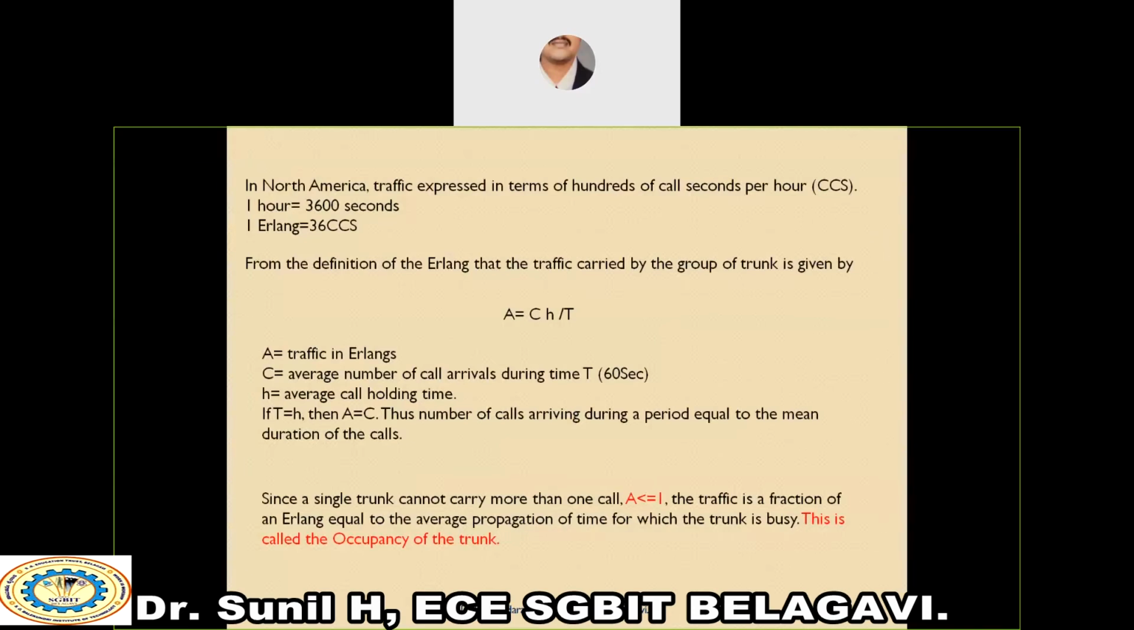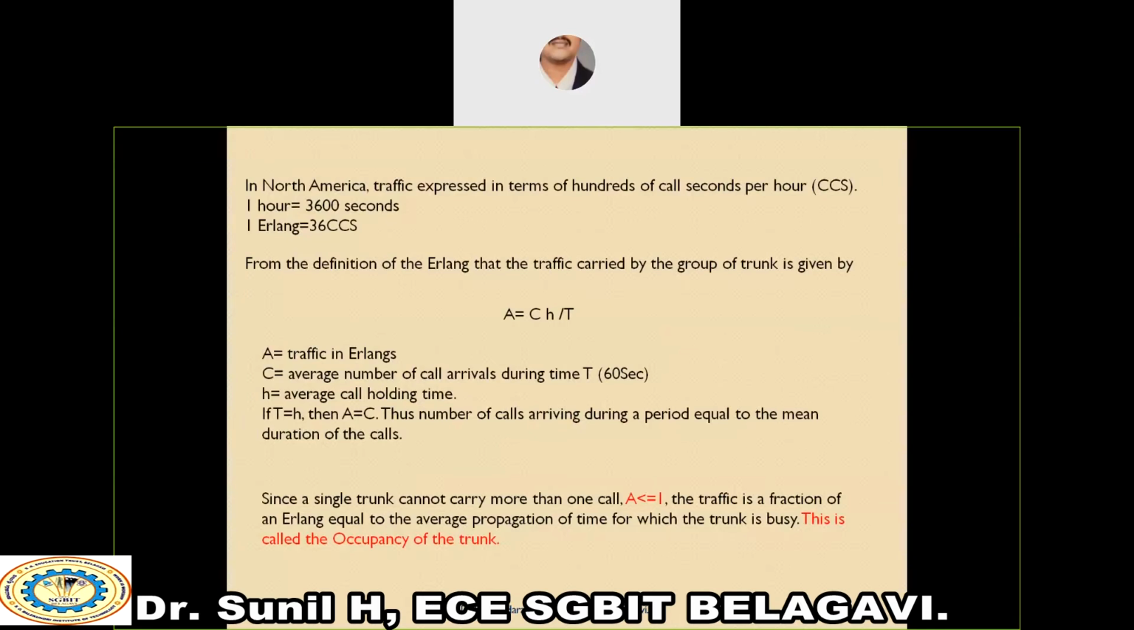If A increases to greater than or equal to 1, definitely what happens? The operation is not going to carry. Now, if A is less than or equal to 1, because of what? The trunk will carry only 1. It won't carry more than 1 call. So A is less than or equal to 1.